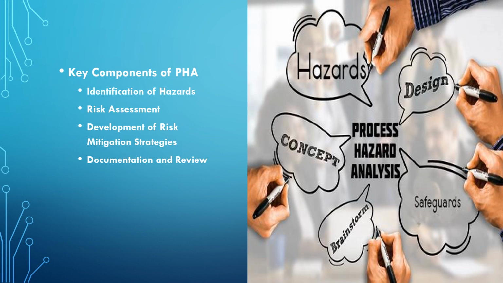Last but not the least, documentation and review. A crucial aspect of process hazard analysis is documentation of the analysis process, findings, and mitigation strategies. Regular reviews and updates to the analysis are essential to account for changes in processes, equipment, or external factors that may affect safety.